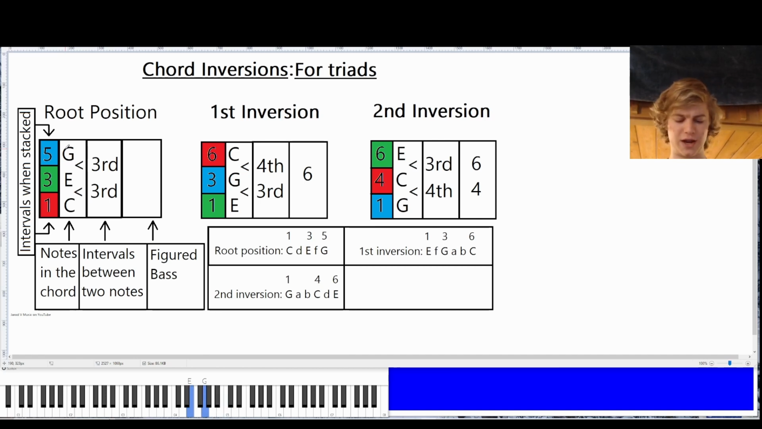An easy way to comprehend that is that normally you have a 1, 3, and a 5, which consists of a third and another third. And now because we have a third and a fourth, you just think that it's a 1, 3, and a 6 because it's one bigger.